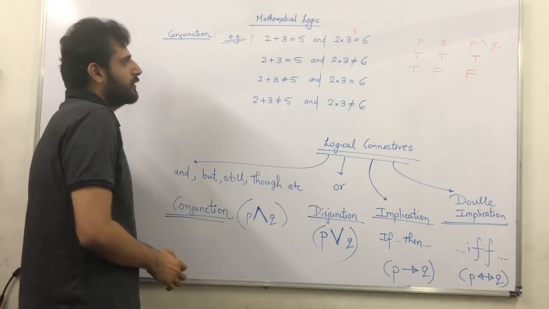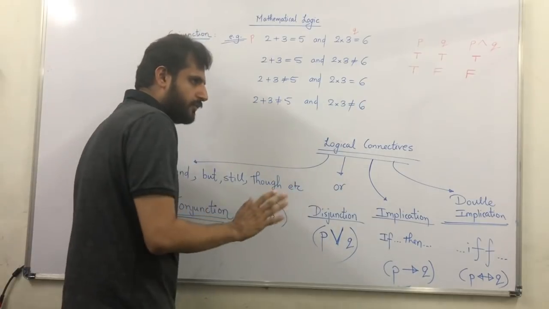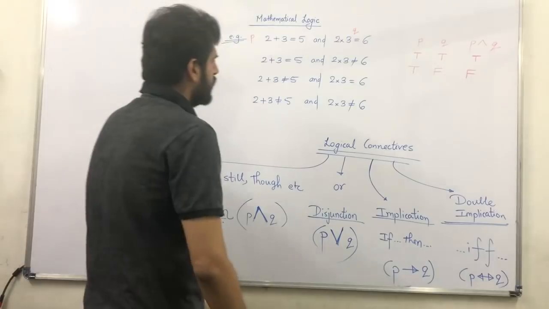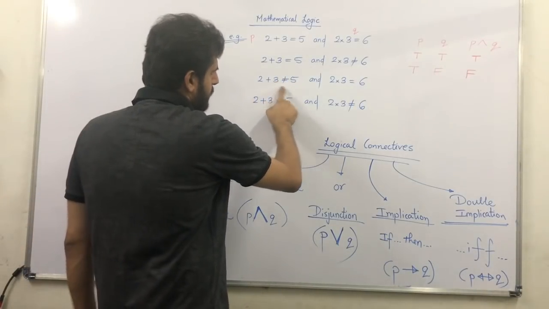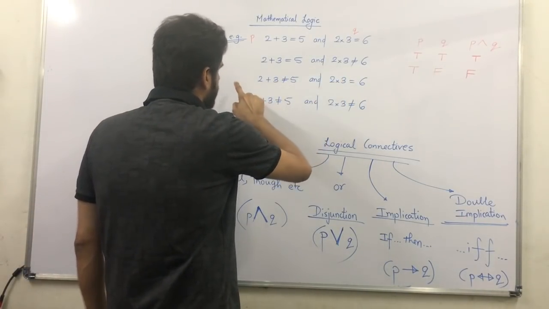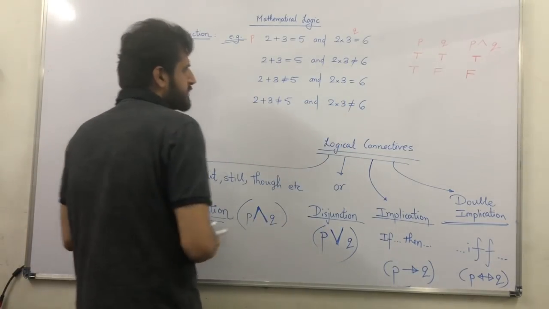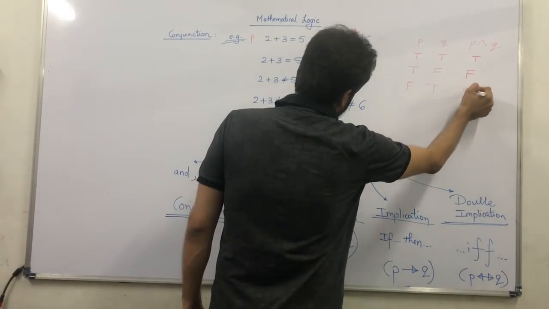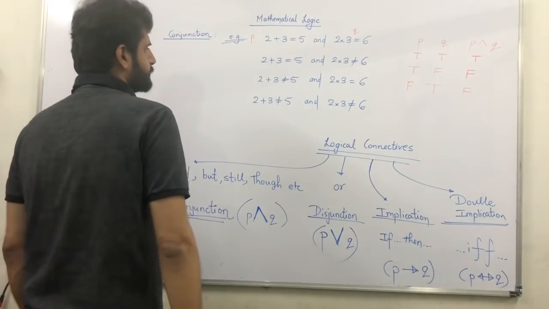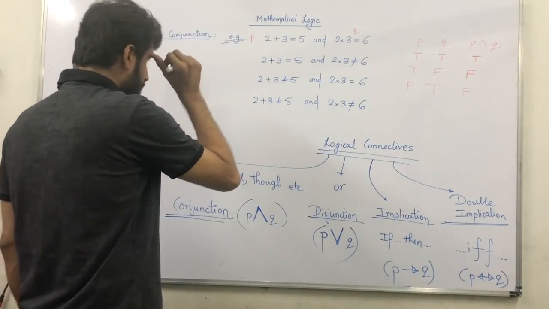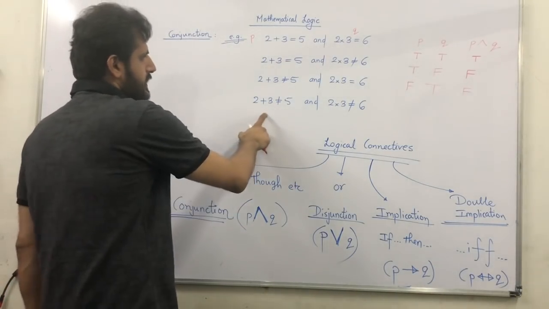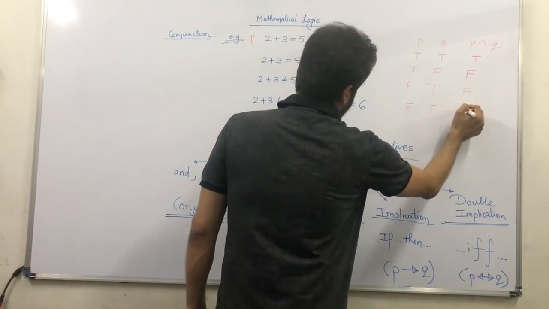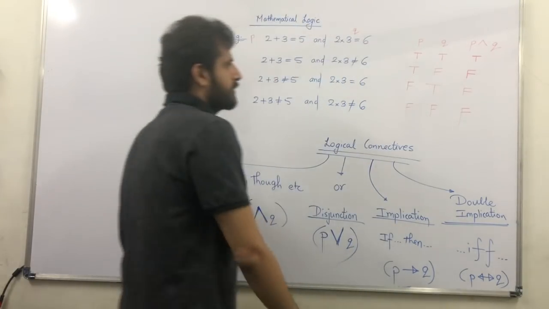You must have guessed by now. You are saying 2 plus 3 is not equal to 5, but that is false. And at the same time 2 into 3 is 6. So you'll say yes, this is false and this is true, but if you see the combined effect of the compound statement, we say it is a false statement. Okay, in the last case, 2 plus 3 is not equal to 5 is false and 2 into 3 is not equal to 6 is false. Yes, both are false, so the statement becomes a false statement.